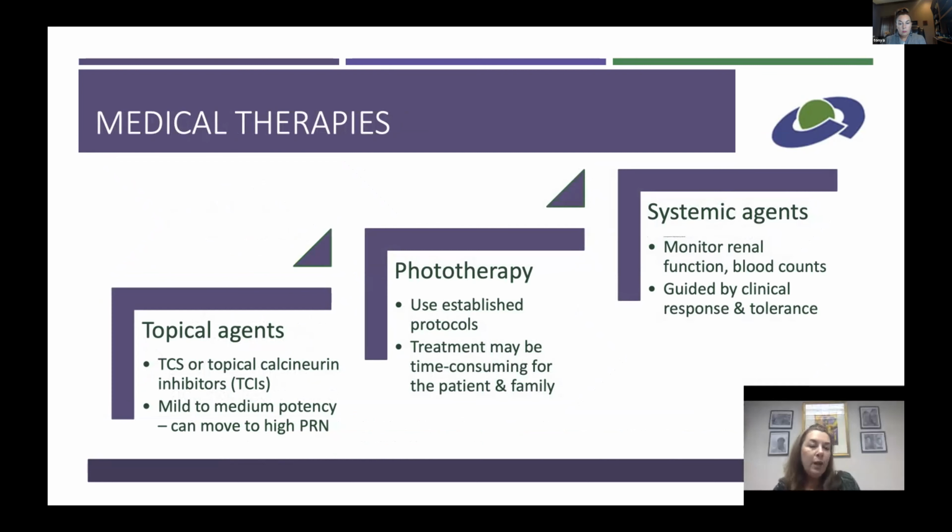Now, there are different medical therapies for atopic dermatitis, and it's important for the nurse to be aware. First, the topical agents, again, the TCS and topical calcineurin inhibitors, and those are often used for mild to moderate potency, but they can be moved to a high potency as needed. Phototherapy, again, has been very effective with some patients, but it can be time consuming and also costly, and is not always covered. And then more recent systemic agents that have come onto the market, which are monoclonal antibodies, and we'll talk more about them in just a moment.